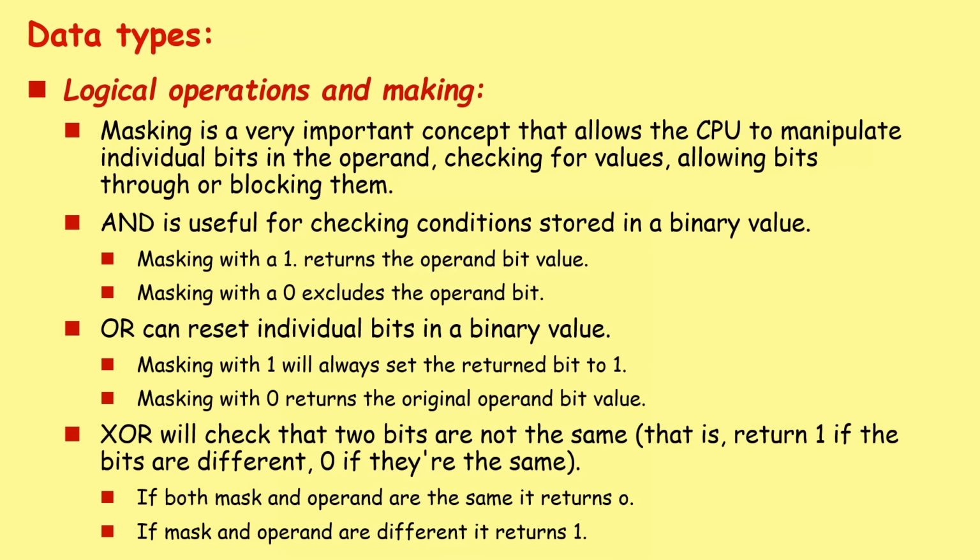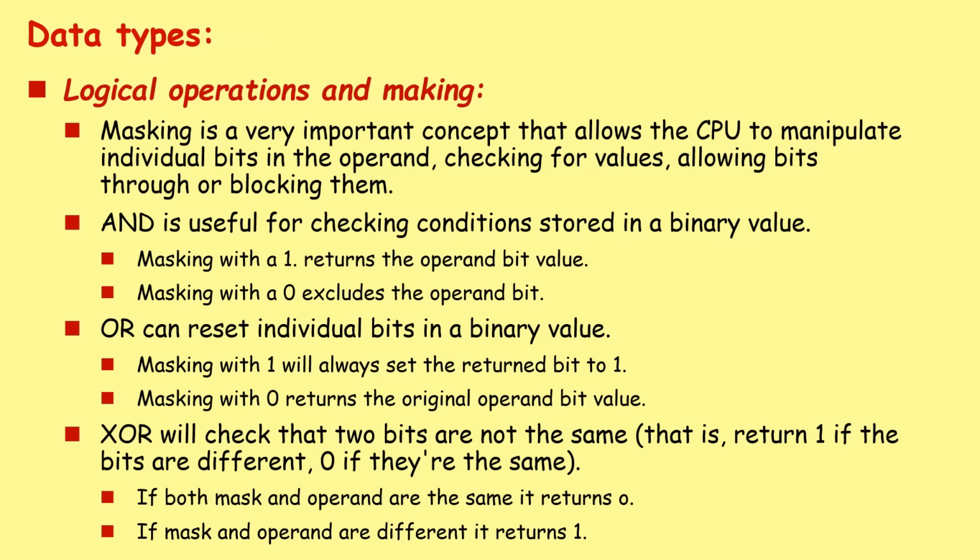Masking is a very important concept that allows the CPU to manipulate individual bits in the operand, checking for values, allowing bits through or blocking them. AND is useful for checking conditions stored in a binary value. Masking with a 1 returns the operand bit value. Masking with a 0 excludes the operand bit value.